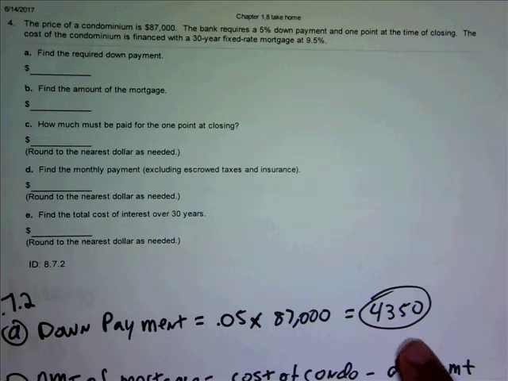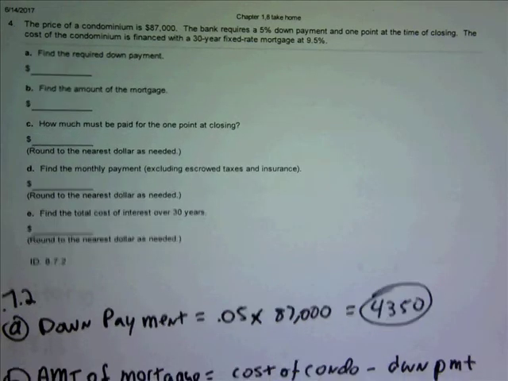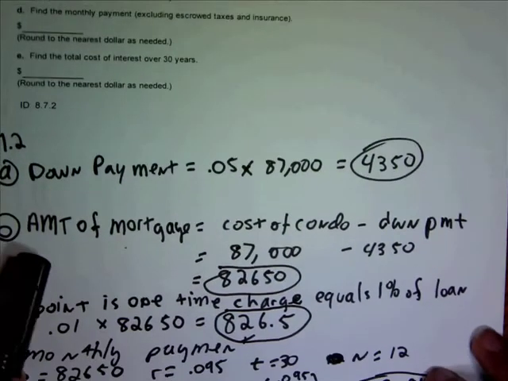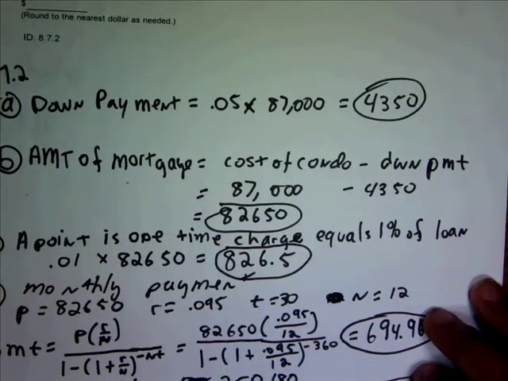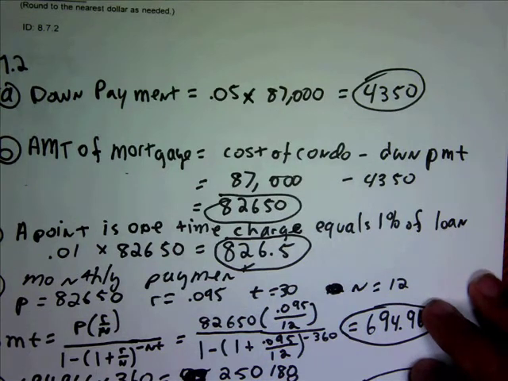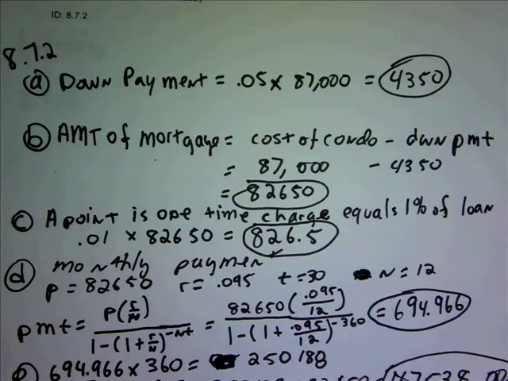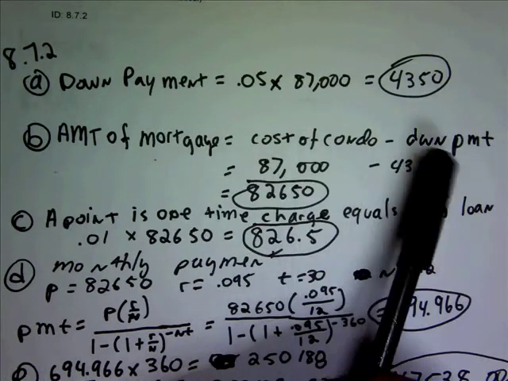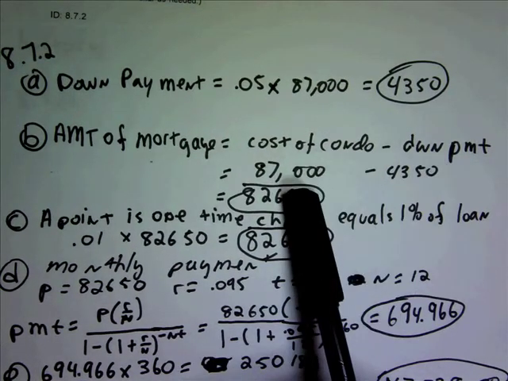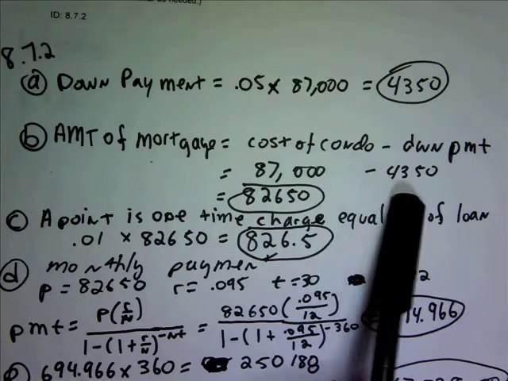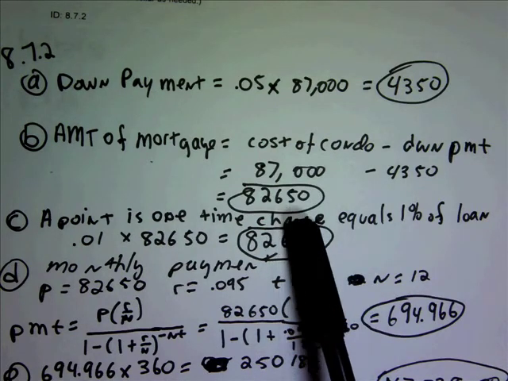The next thing they want to know is the amount of the mortgage. So the amount of the mortgage is going to be the difference between the down payment and the cost of the condo, 87,000 minus 4,350. So the amount of the mortgage is going to be $82,650.